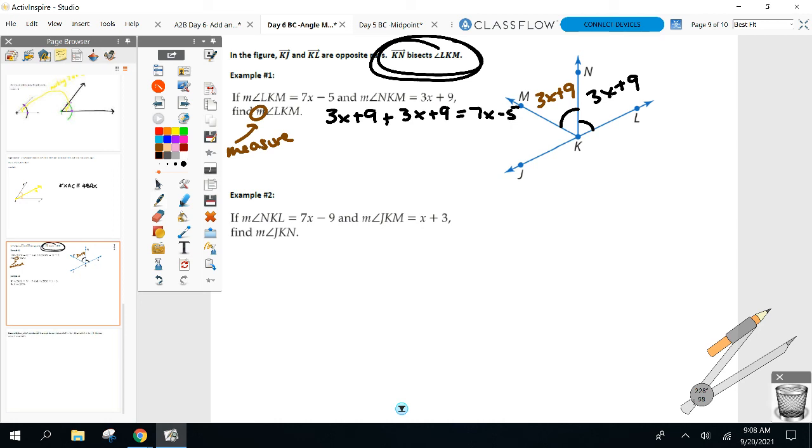Everyone see where I'm getting that from? We're really building big time, aren't we? Congruent angles mean they have the same measure, so if one's 3x plus 9, the other one's got to be 3x plus 9. Add them together, kind of like I did with segments, set it equal to the whole thing, 7x minus 5. Go ahead, solve. You guys can solve for x, plug it back in, and answer the question.